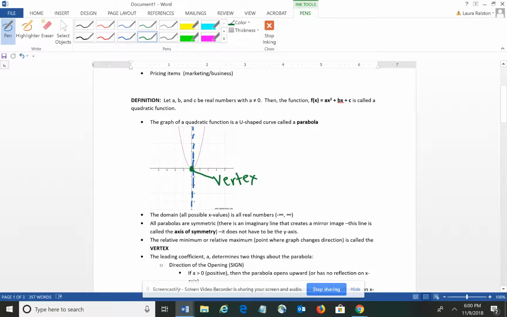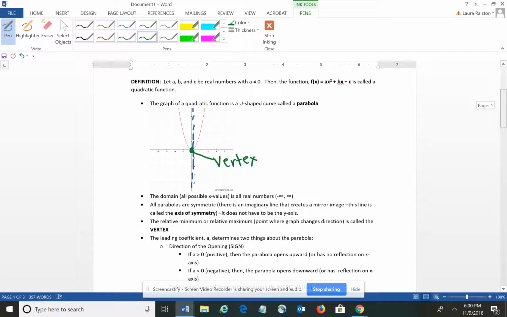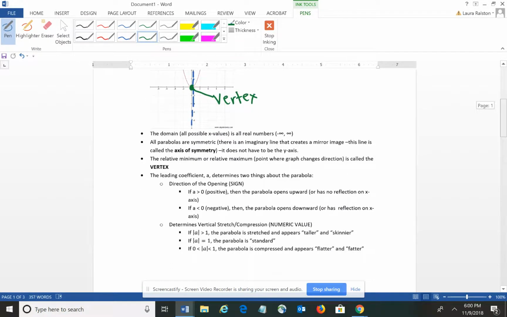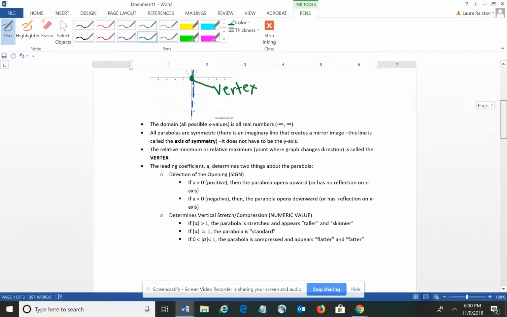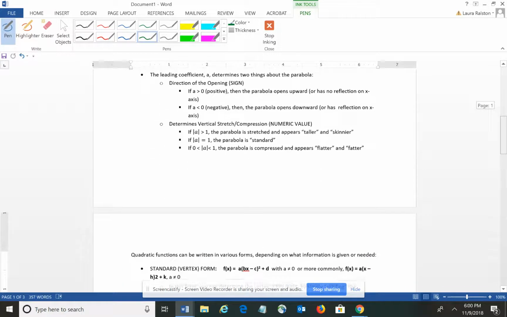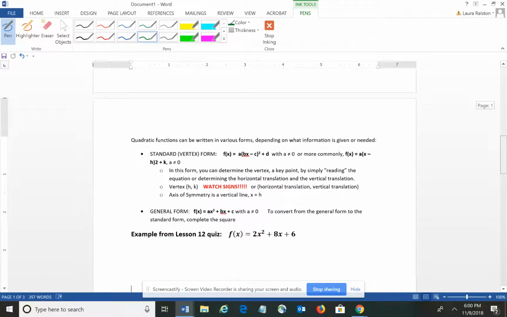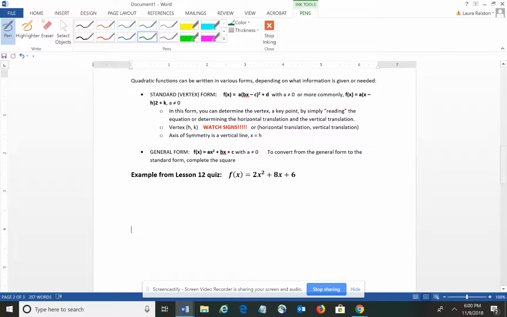The letter a in the formula, the value in front of the x squared term, helps us to get some information about whether the parabola is going to be opening upward or opening downward. It also gives us some insight into whether there's going to be a stretch or a compression vertically. And you can read through that information. The main thing I want to focus on, though, is quadratic functions are written in various forms, and sometimes one form is better than another depending on what information is needed.